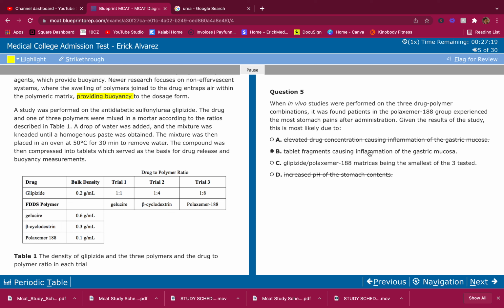You're compressing those nerve cells, neurons. Inflammation is usually associated with pain. This I wouldn't associate with pain. How can having a matrices that's small equal pain? Tablet fragments causing inflammation could possibly trigger pain. So I'm going to go with B on that one. And I'm sure there's a better explanation for this.